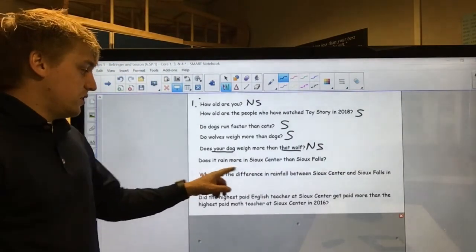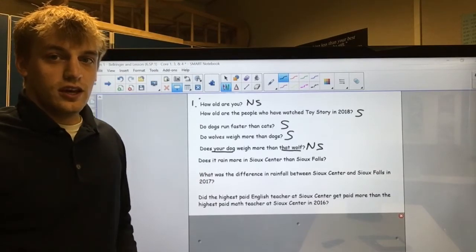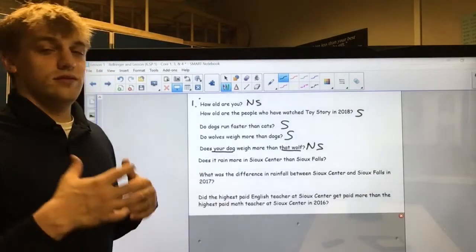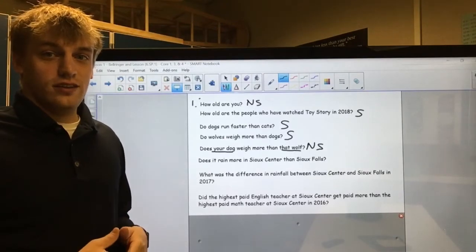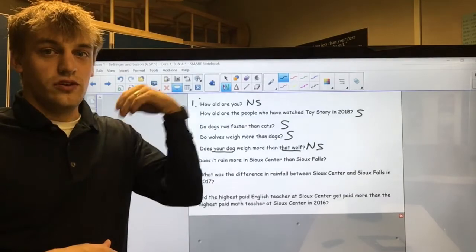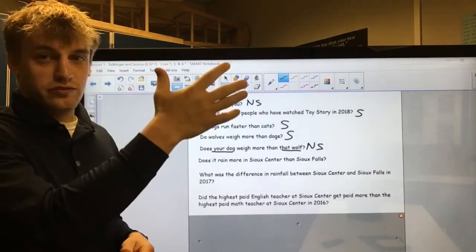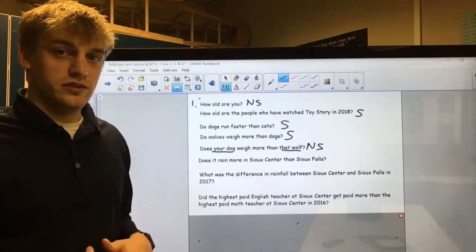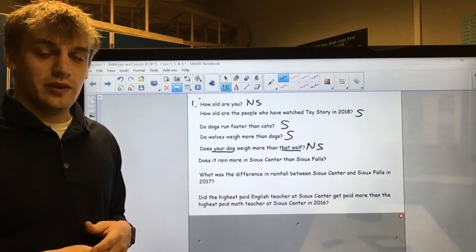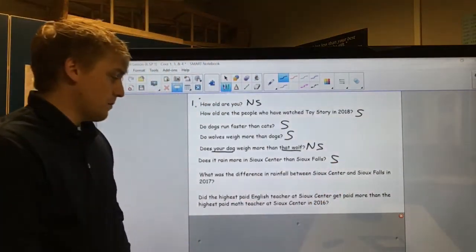The next question says, does it rain more in Sioux Center than Sioux Falls? Again, we're not sure. We would have to know all of the rainfall amounts over time in Sioux Falls and all of the rainfall amounts in Sioux Center, and we would have to compare them using statistics. So this is a statistical question.